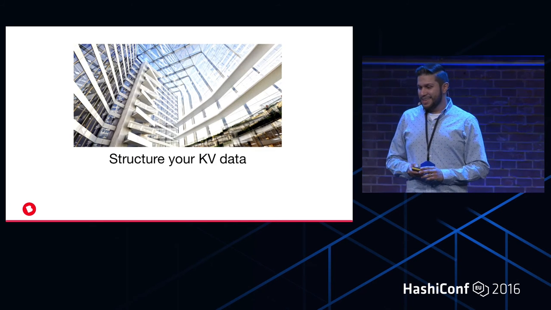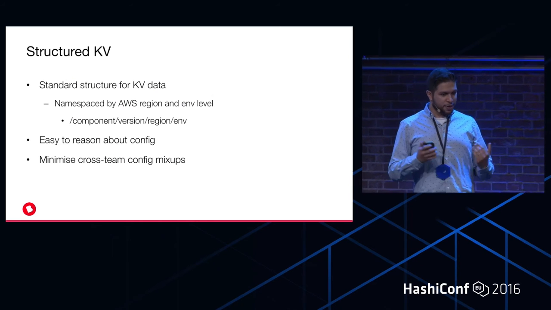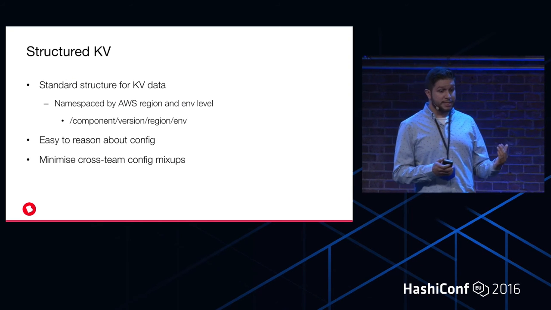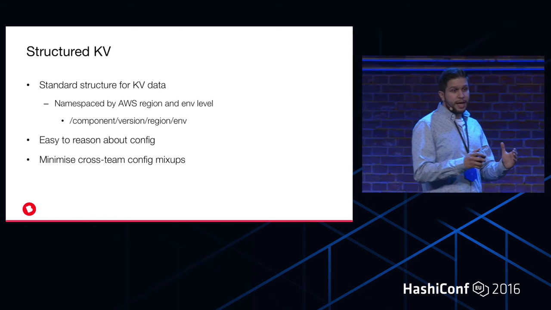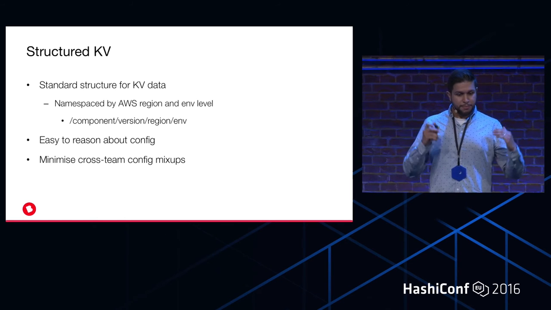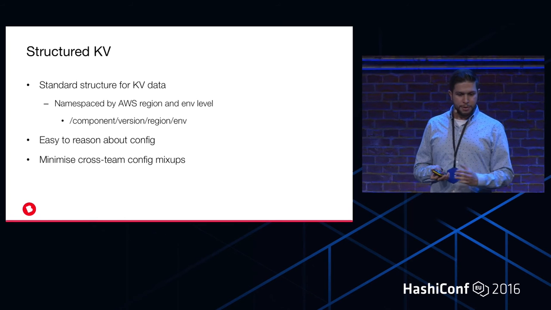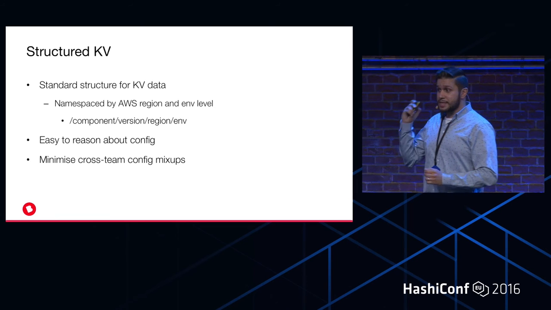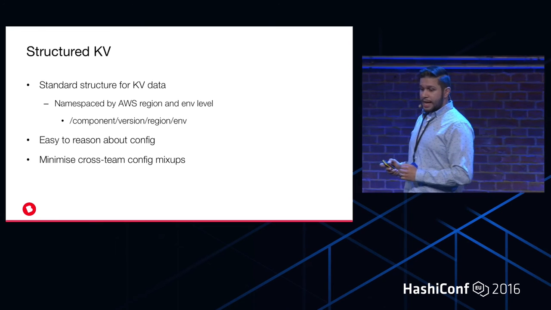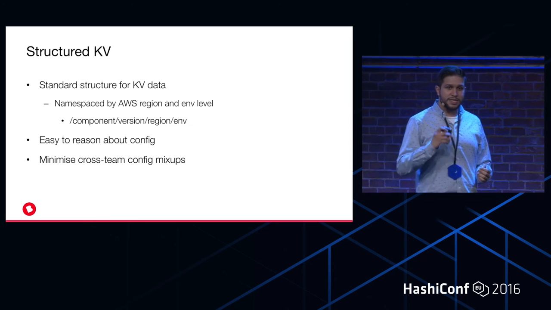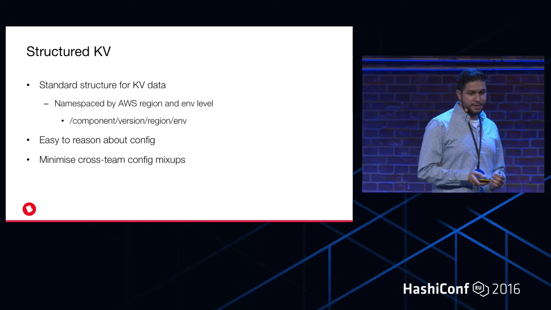So as I said, we structured our KV store by namespacing it based on the Amazon region and the environment level, and then broken down by version as well. So as I said, it's very easy to then reason about the config, and it minimizes the chance of teams writing over each other's data.